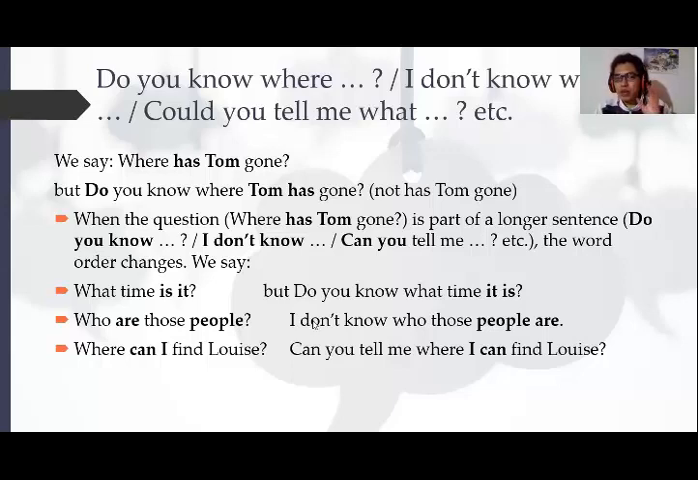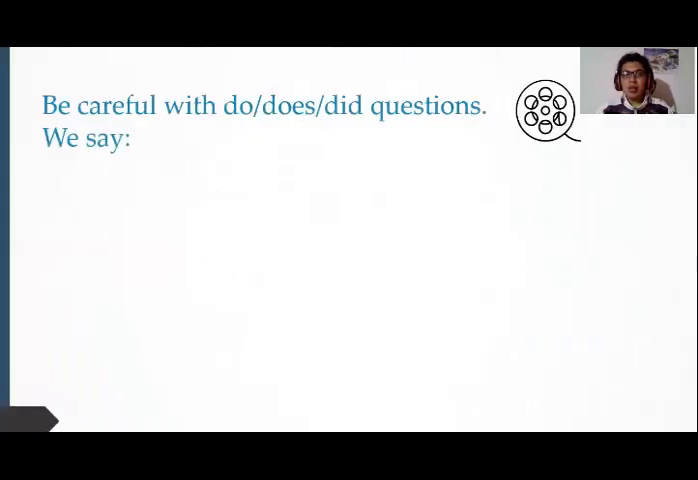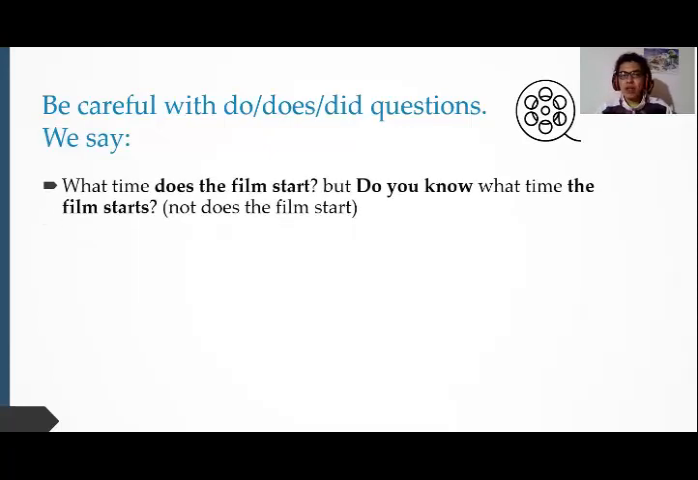When we use an auxiliary, the auxiliary doesn't have a meaning. It's only to recognize the sentence, to recognize which things we are talking about. How much will it cost? Do you have any idea how much it will cost? Be careful with do, did, and does in questions. We say, what time does the film start? But, do you know what time the film starts?